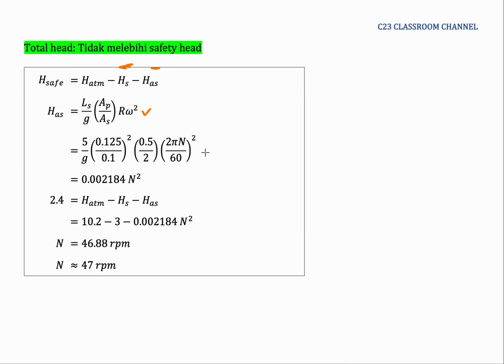And then we substitute all the values. We could get the acceleration head at the beginning as 0.0021 times 4 n squared. And it is given in the question that the safe head is 2.4. So we substitute into this equation, and we could find the value of n as 46.88 rpm. So let's say we round up the value to 47 rpm.